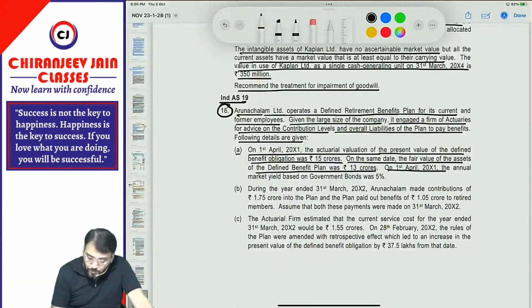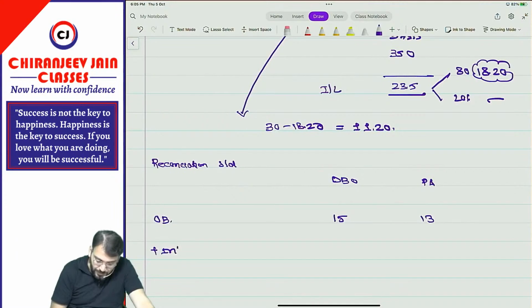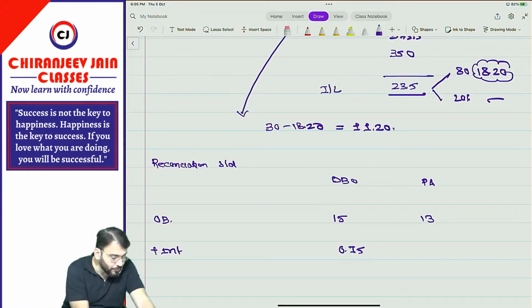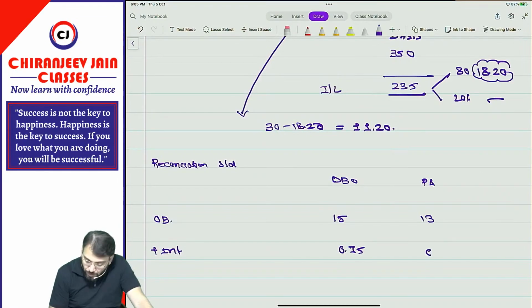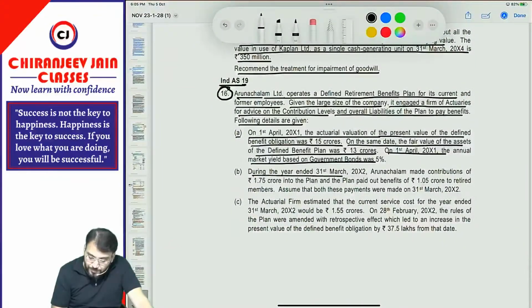Then what is given? On 1st April 2001, the annual market yield based on government bond is 5%. So we will add interest on opening balance. It is 15 into 5%, that is 0.75. And 13 into 5%, that is 0.65. Chalega? Yes, sir.